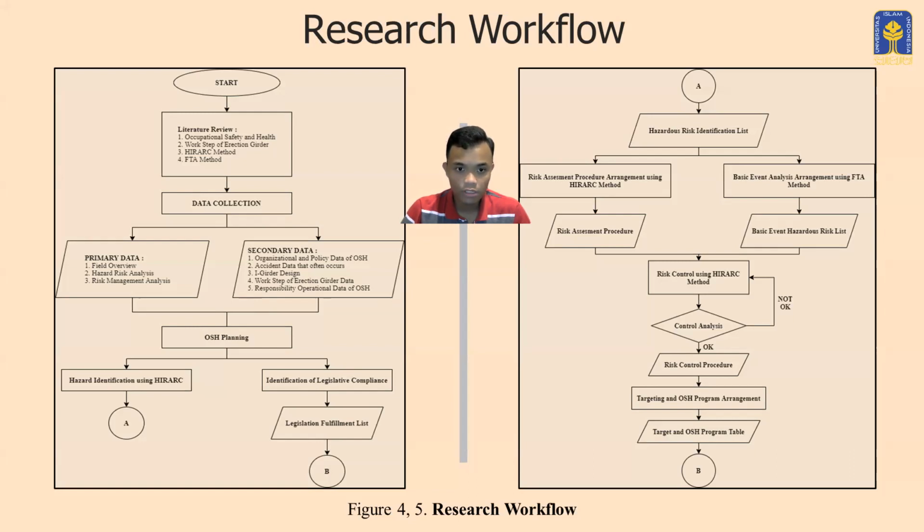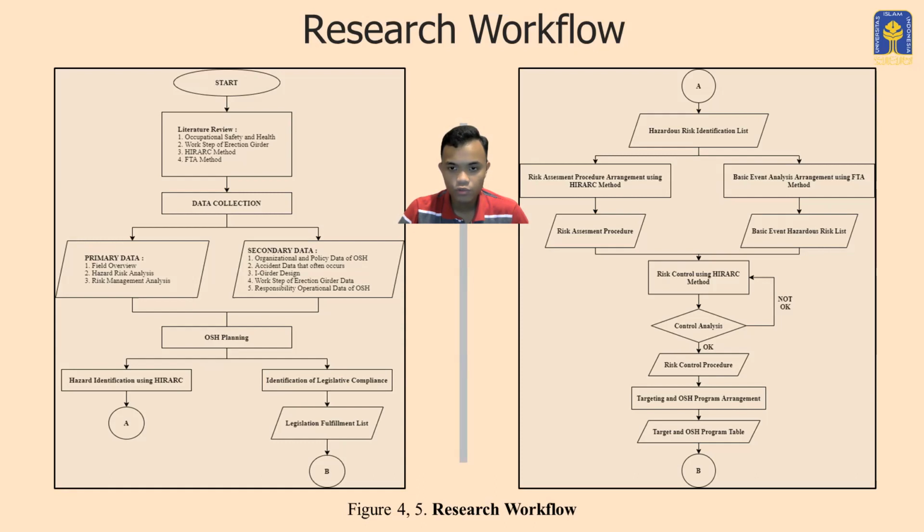And then after that, we will continue with the occupational safety and health planning, which will result in the hazard identification using hierarchy, and also identification of legislative compliance using the legislation fulfillment list. Then we will continue with the A and B parts. For the A part, we will use the hazardous risk identification list, which will result in the risk assessment procedure arrangement using the hierarchy method, and also the basic event analysis arrangement using the FDA method. The risk assessment procedure arrangement using hierarchy will result in the risk assessment procedure, and the FDA method will result in the basic event hazardous risk list.